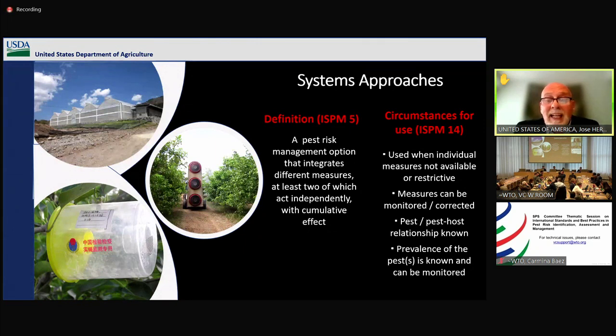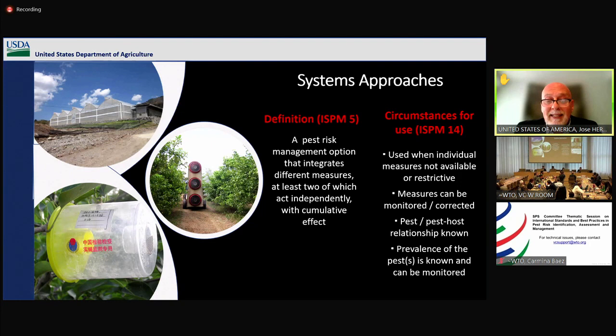Systems approaches are increasingly being used as an alternative when a single risk management measure may not be available. Systems approaches are defined under ISPM 5 as pest risk management options that integrate different measures, at least two of which act independently with a cumulative effect. Systems approaches may include cultural practices, treatment, and packing and export procedures that result in overlapping layers of protection.